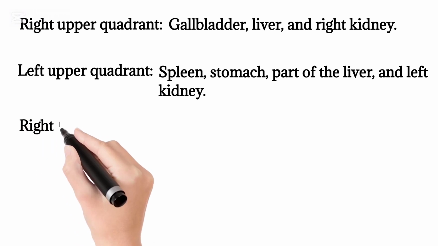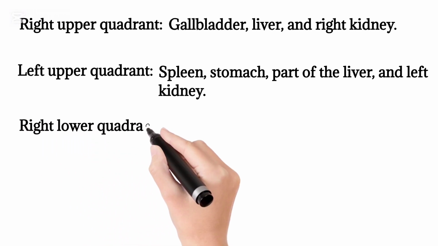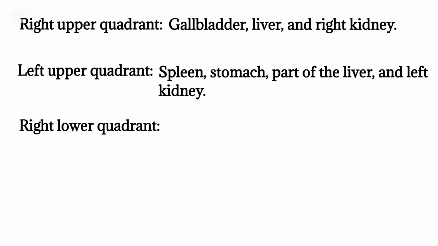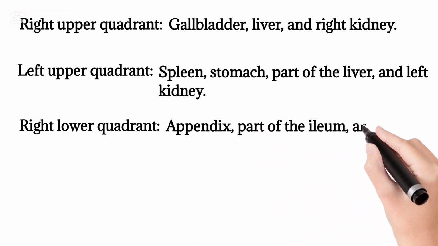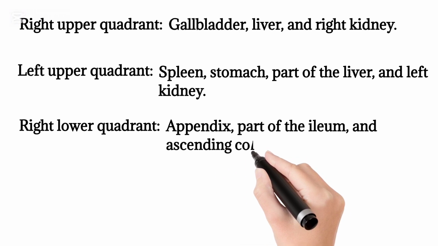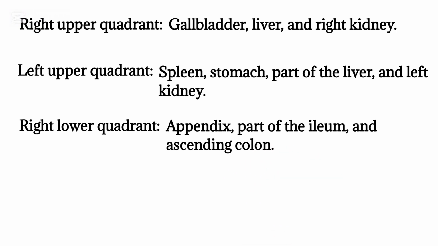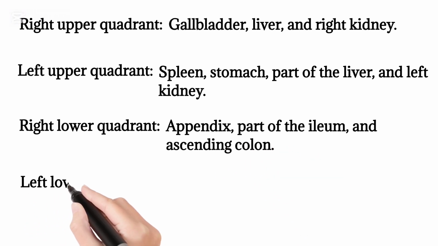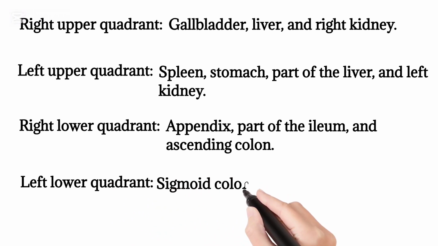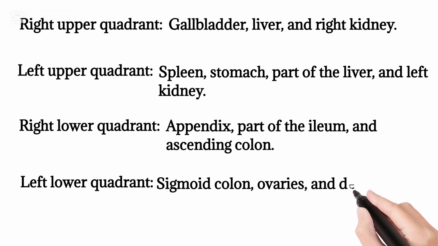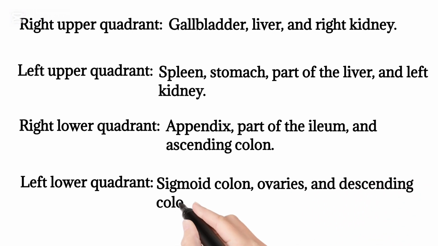The right lower quadrant contains the appendix, some part of the small intestines, and then the ascending colon. And the last quadrant, which is the left lower quadrant, contains the sigmoid colon, ovaries in females, and the descending colon.